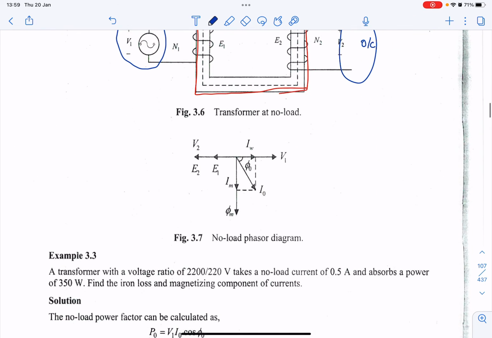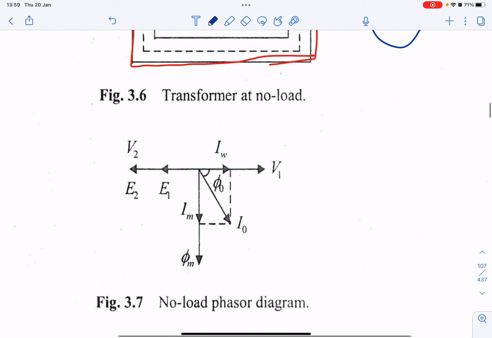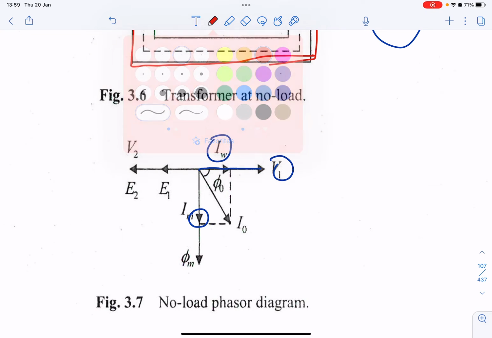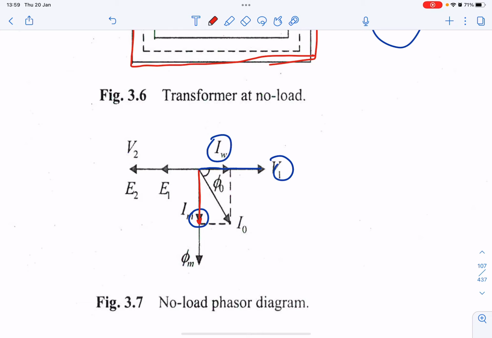So if you look at this diagram, IW is in phase with V1, but IM lags by 90 degrees compared to V1. So as a resultant, you have I0. We call this I0.